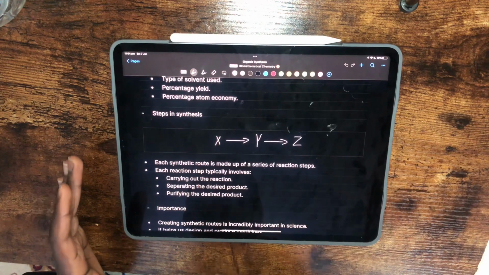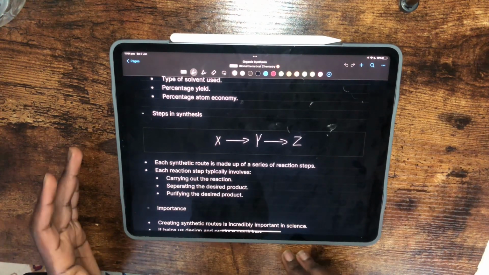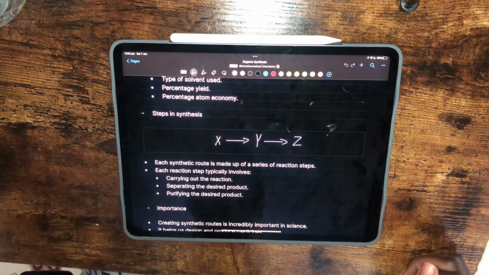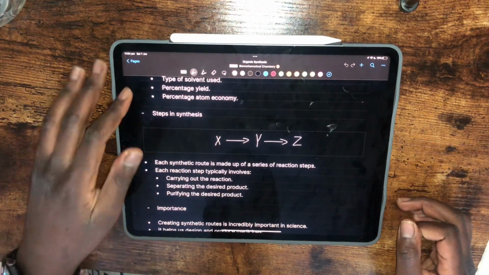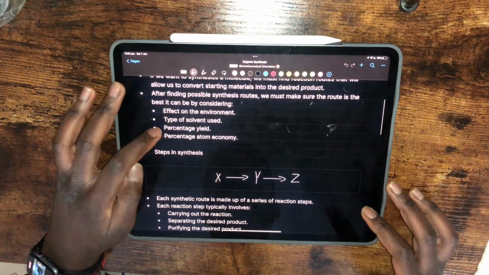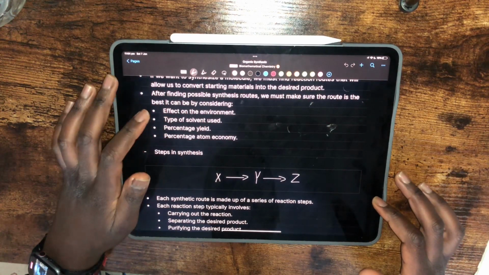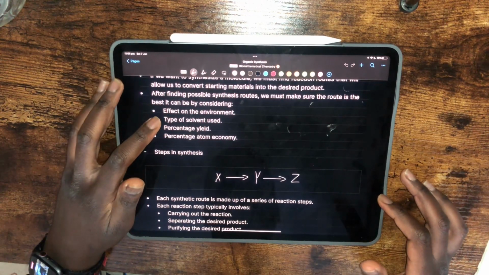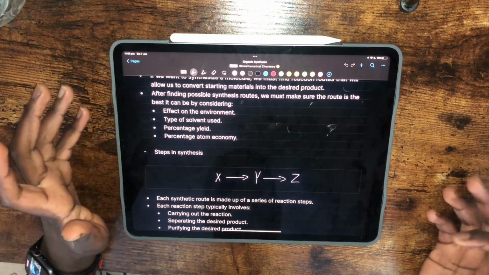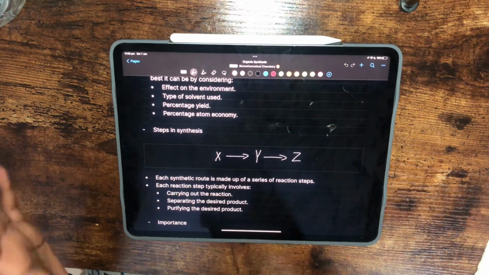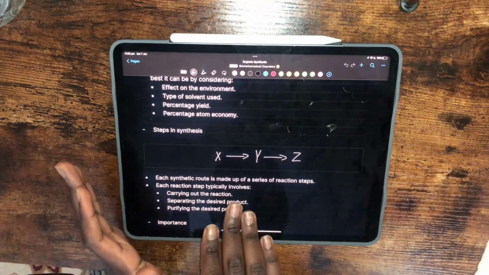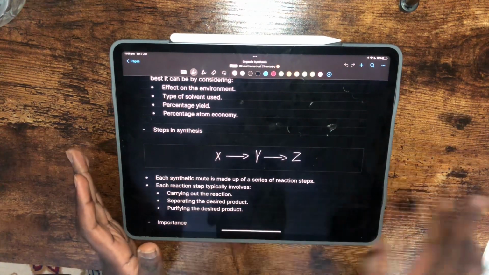And if there is another reaction that would go from X to Z, would it be more costly? Would its percentage yield be lower? Would the percentage atom economy be lower? How would it affect the environment? Type of solvent used, would it use a toxic solvent? And if no, then you can say it doesn't have all those problems, and the reaction route is better. Okay, then go for that route.